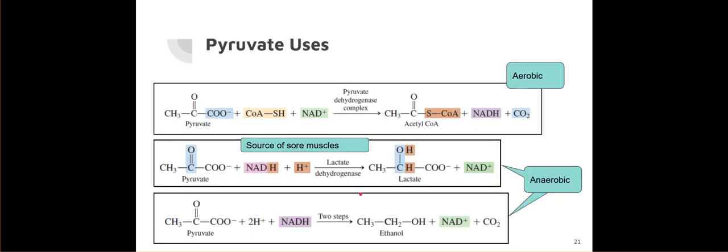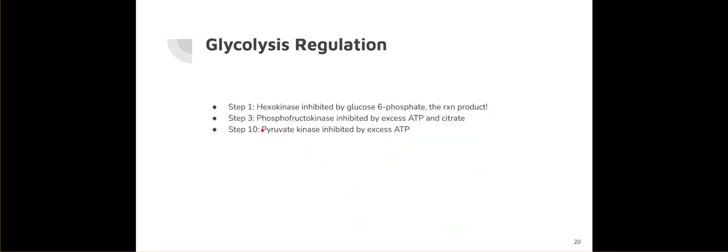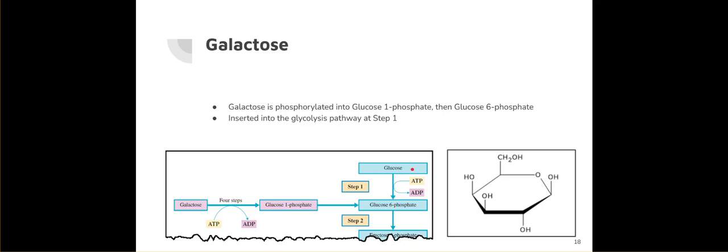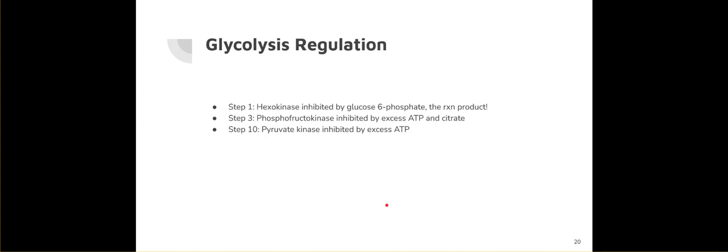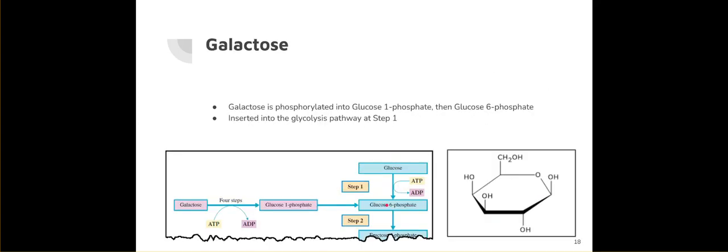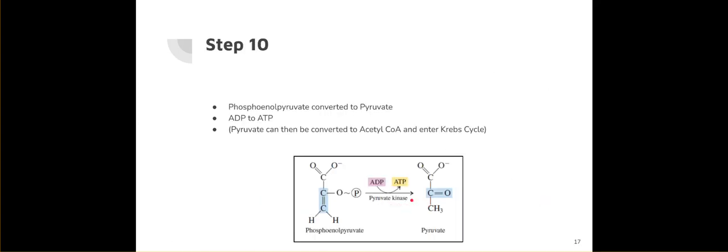And then finally, step 10, the pyruvate kinase is inhibited by excess ATP. So if we go back to step 10 here, the excess ATP will inhibit this kinase that's forming the pyruvate. So if you've got lots of energy in your body, then it's saying, let's throttle this down. We don't need more energy. That's essentially what that's saying.